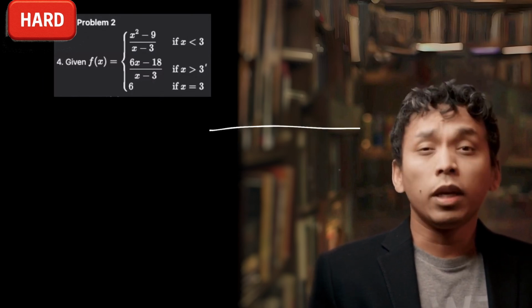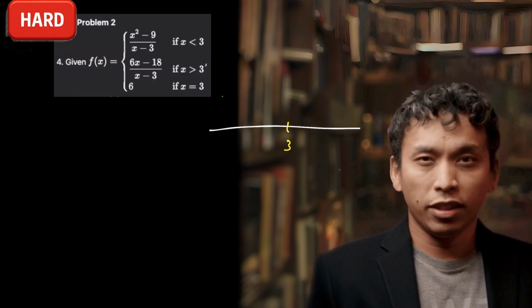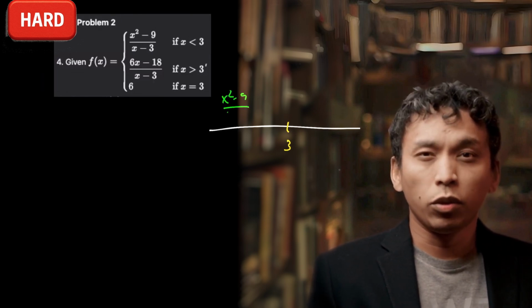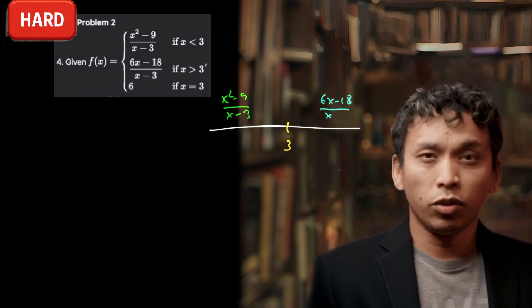For this piecewise function, even though there's 3 pieces, we use the same logic. We visually draw a number line. We are testing the value as x is equal to 3. The function on the left is x squared minus 9 over x minus 3. The function on the right, greater than 3, is 6x minus 18 over x minus 3.